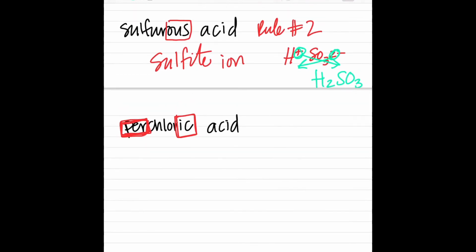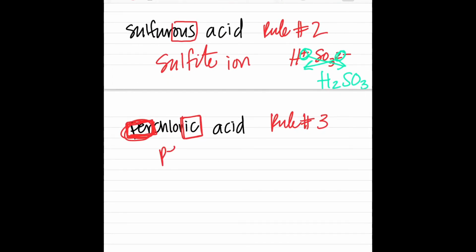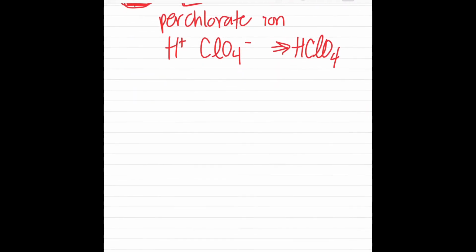Now, this next one we said was rule number 3. The per was a prefix that was already there, so I'm going to leave it on there. So this ion name is perchlorate. The per actually becomes part of the base name. So this is perchlorate ion. The formula for perchlorate ion is ClO4 minus. Throw that H on there to make it an acid. These are equal but opposite charges, so my formula is HClO4. And that's it.